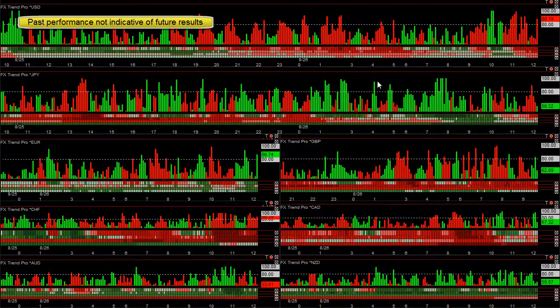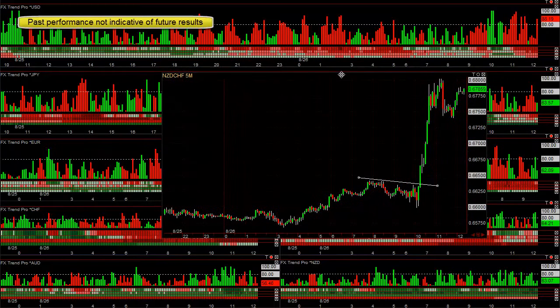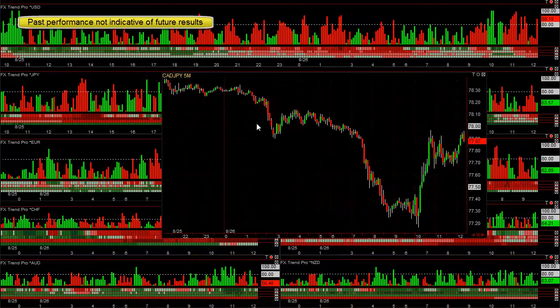The yen actually was quite strong today. So with the CAD being weak, you wanted to sell the CAD yen. You wouldn't have traded the New Zealand against the yen. That's probably why that one was kind of a bust earlier. CAD yen here. Weak CAD, strong yen. Pretty much straight down. As you can see, it fell 110 pips today.